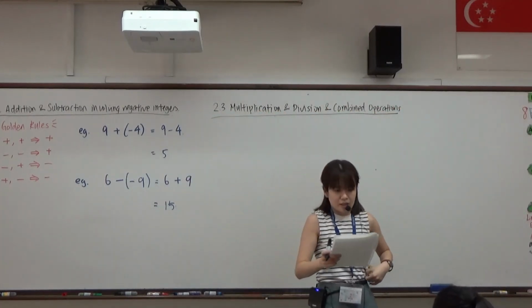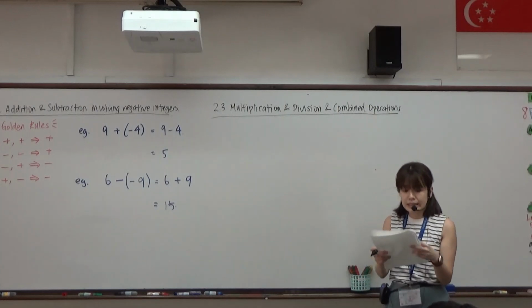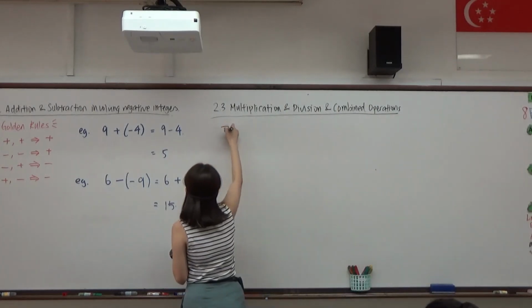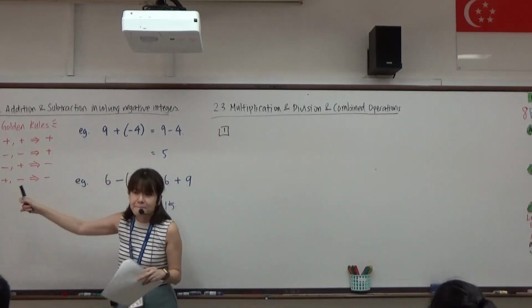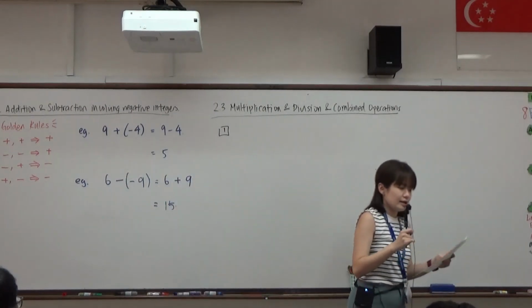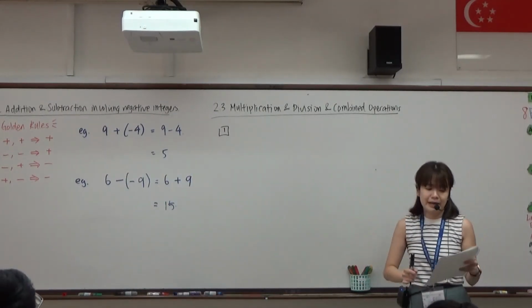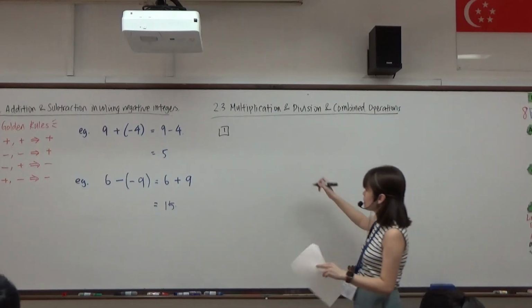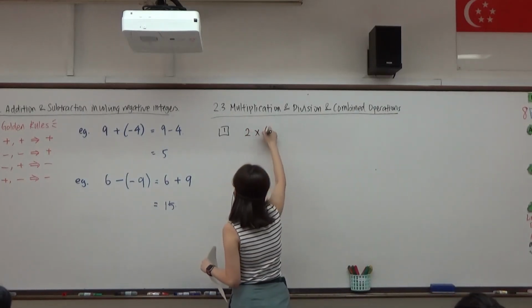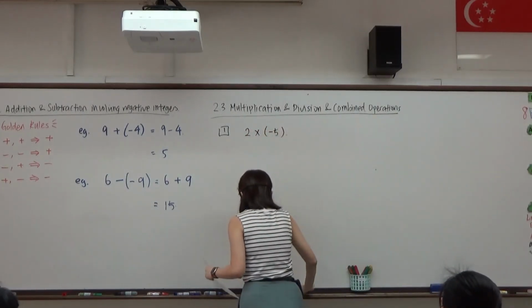Okay, shall we start? Now, first concept, we use the same thing, but it doesn't apply the same way as how we did it for plus and minus. So we look at things like maybe 2 times negative 5.